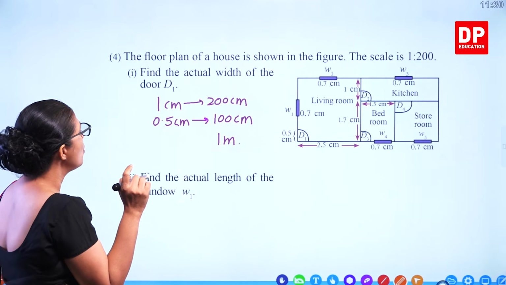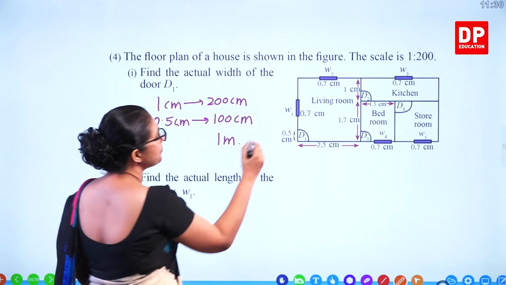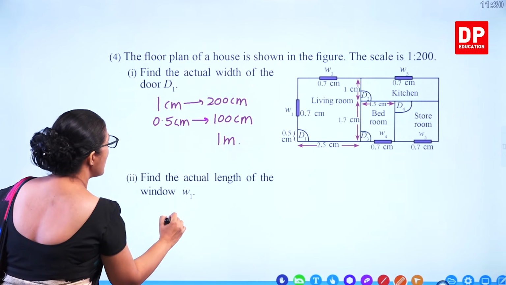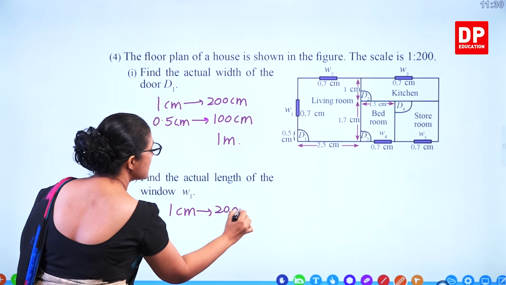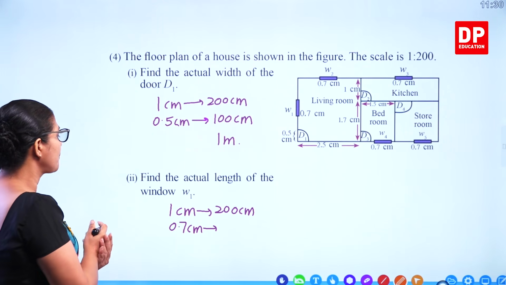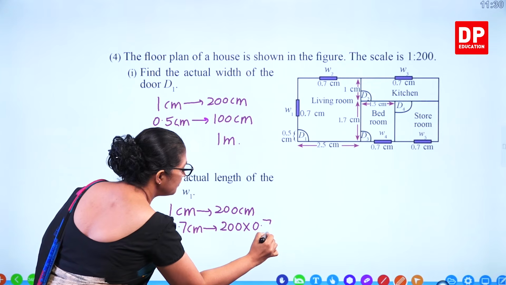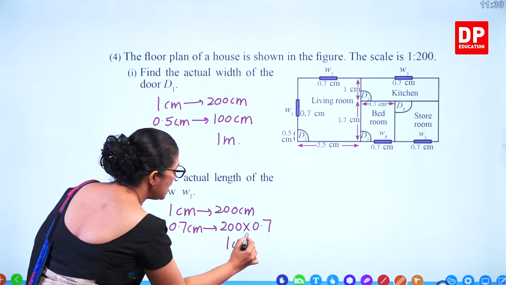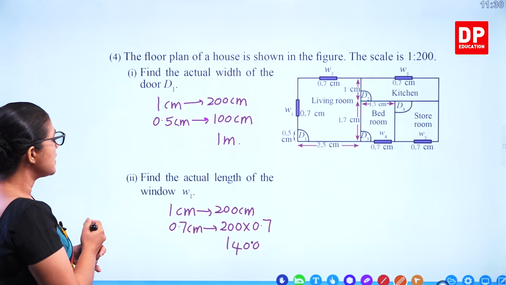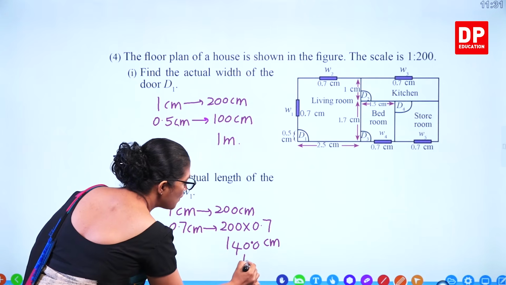So what's the width of the door, D1? 1 meter. Find the actual length of the window, W1. This one. It says 0.7 centimeters. So 1 centimeter is 200 centimeters. We need 0.7 centimeters. Multiply by 0.7. 200 into 0.7, you get 14 and 2 zeros, but you have to keep one decimal point. 140 centimeters. Or when you divide by 100, you get 1.4 meters.